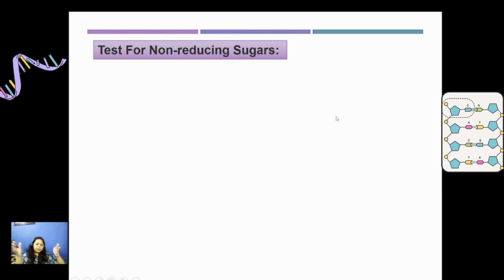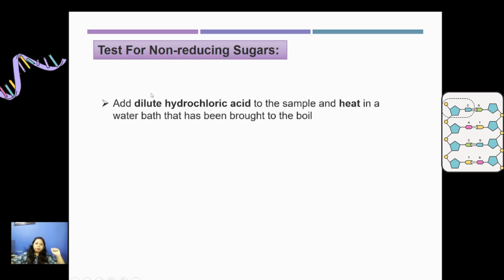For example, sucrose is a non-reducing sugar. So how do we test it? We just make a slight change. We just add an acid. So we add dilute hydrochloric acid to a sample and heat it in a water bath. Simple. Now, if non-reducing sugar is present, the color will change.